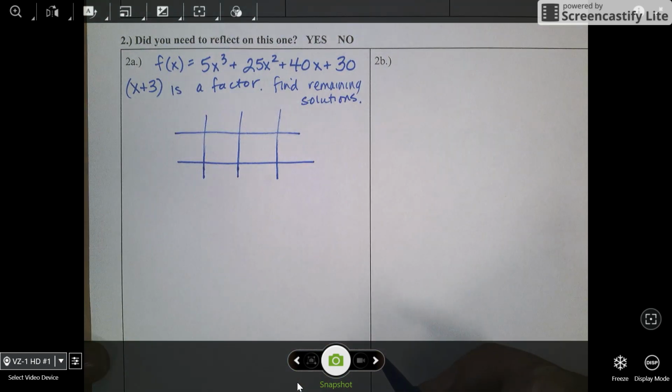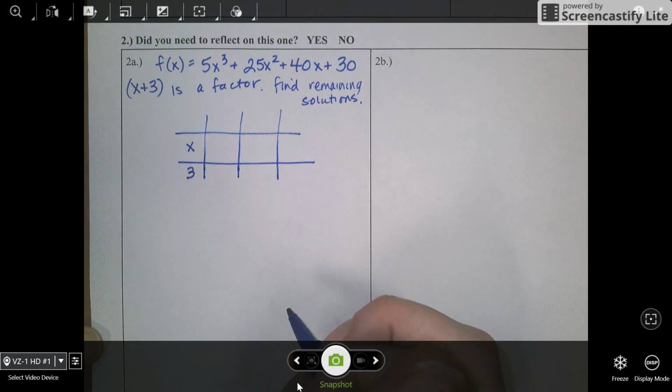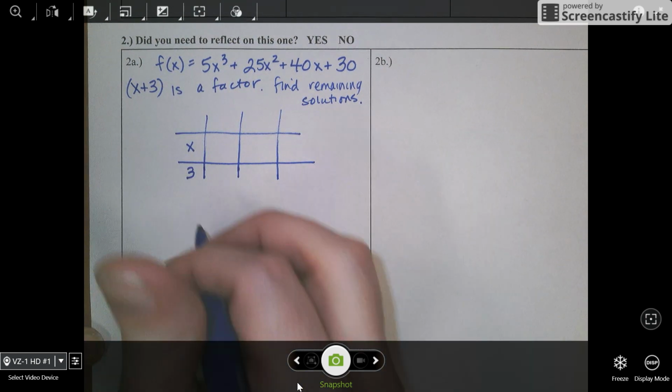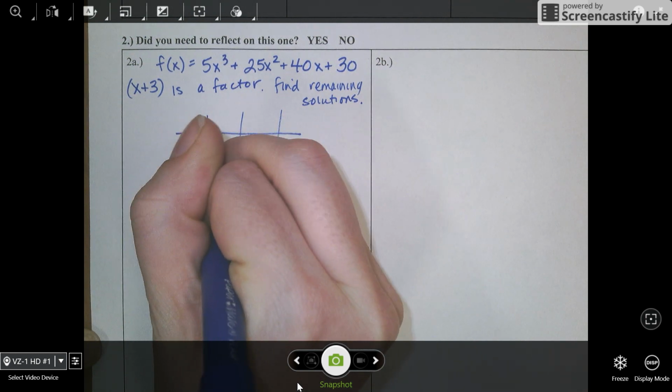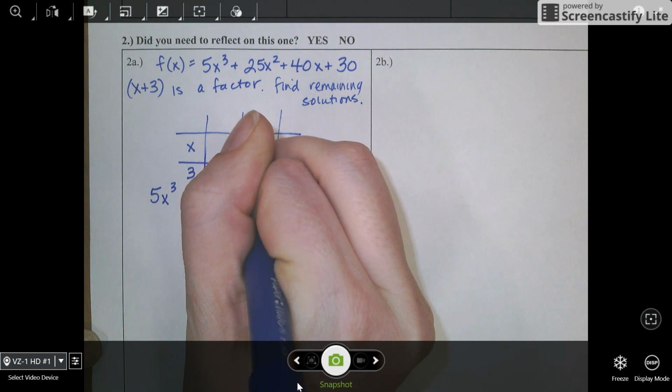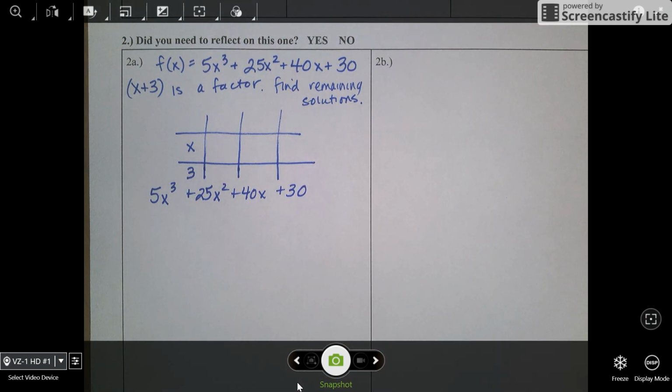So I've got 3 vertical lines. I'm told that this is a factor, so it should work out nicely. I should have no remainder. I like to line up my terms down here so I can have like terms on my diagonal. And now we're going to do some long division. And the reason we're doing long division is because we don't know how to solve a polynomial like that. But if we divide the factor out, we're left with a quadratic, and we do know how to solve a quadratic. So we're going to do the long division.